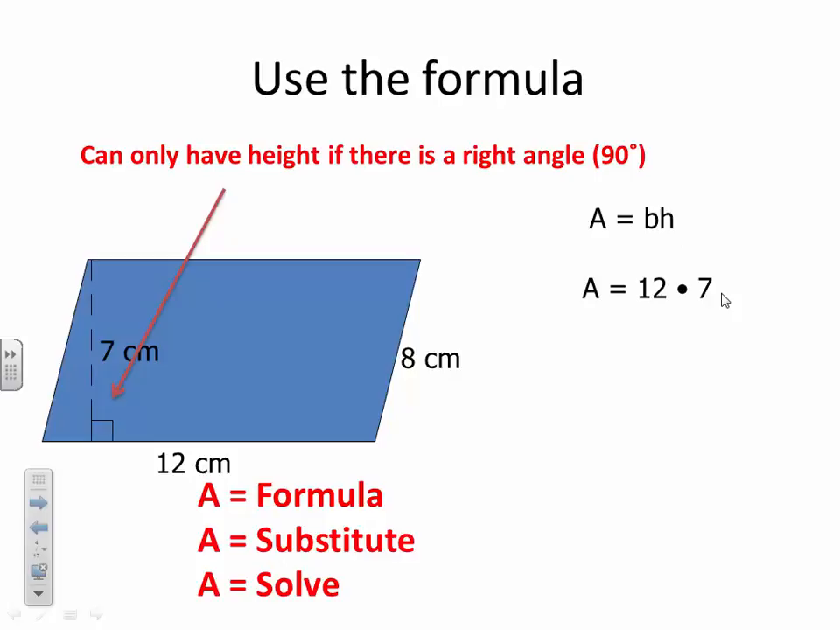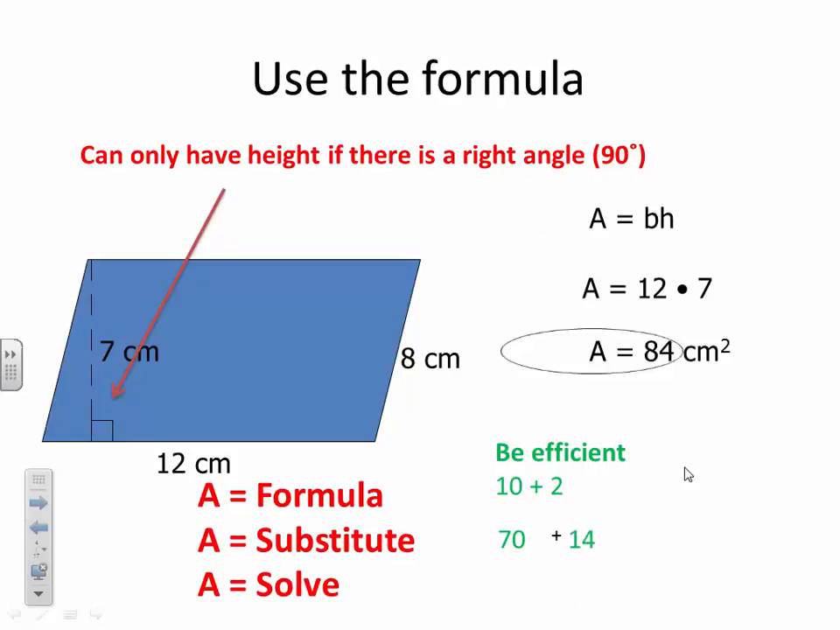12 times 7, I'm going to do 12 times 7 efficiently. I'm going to use my brain here. I'm going to say 12 is really just 10 plus 2. And now I'm going to multiply each of those by 7. So 7 times 10 is 70. And 7 times 2 is 14. If I put the 70 and the 14 together, there's my final answer.